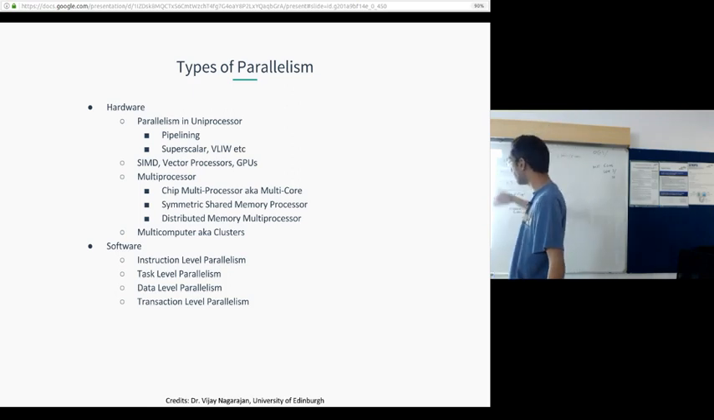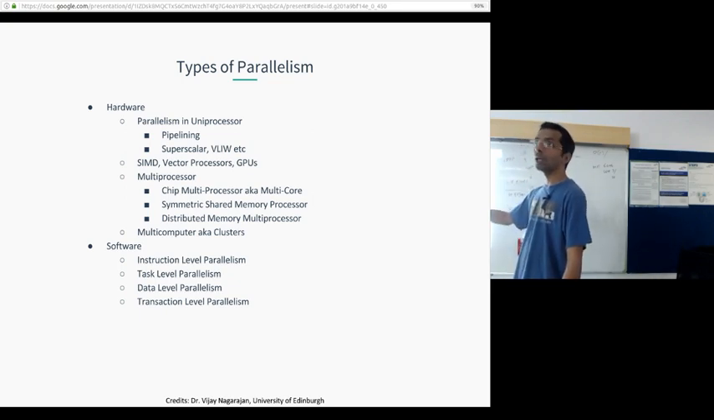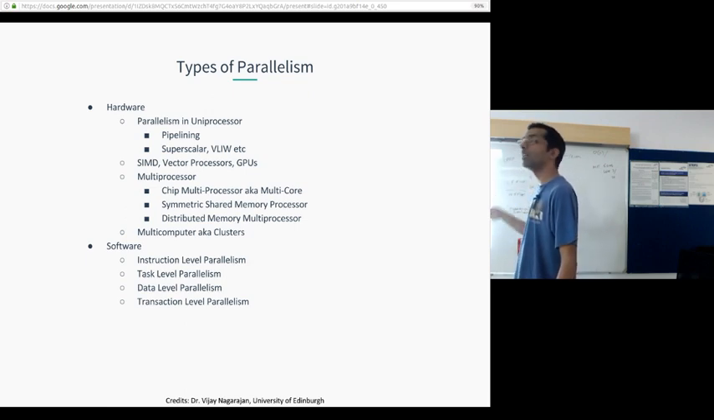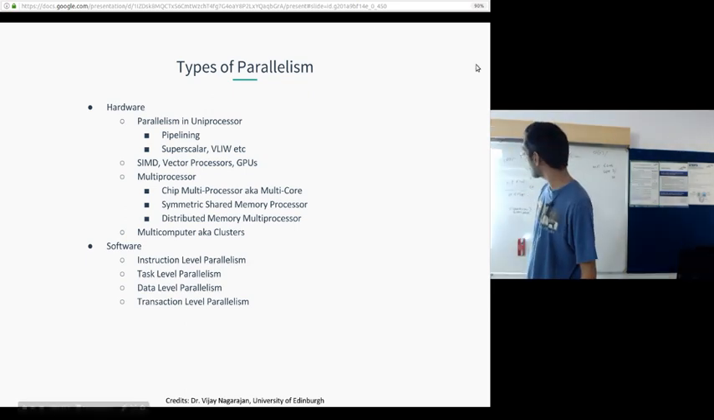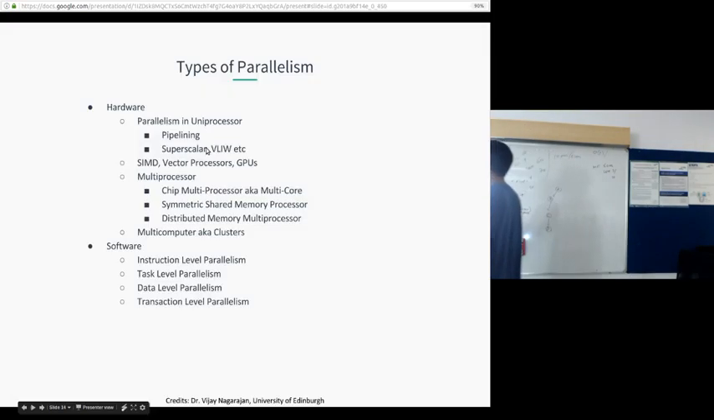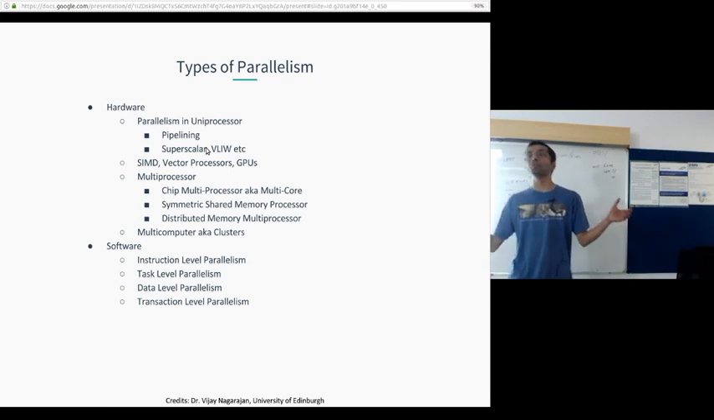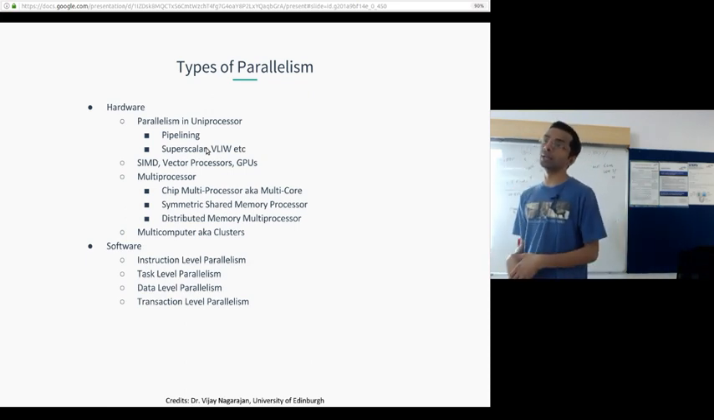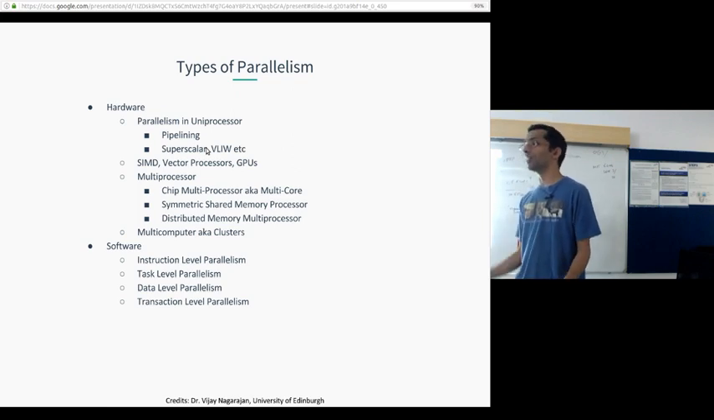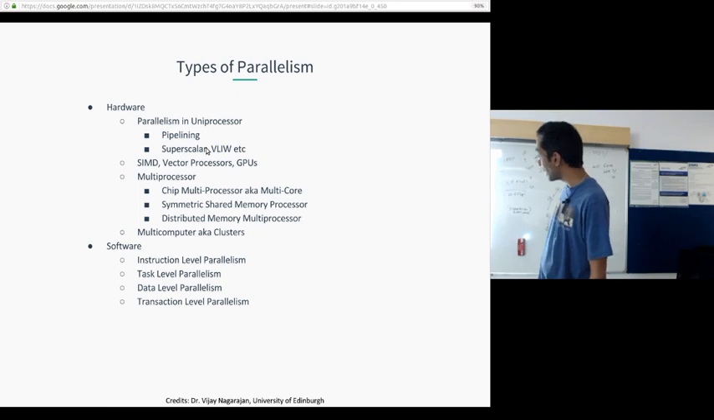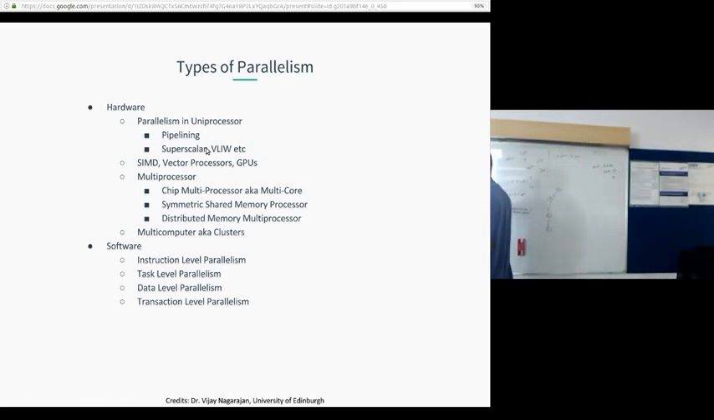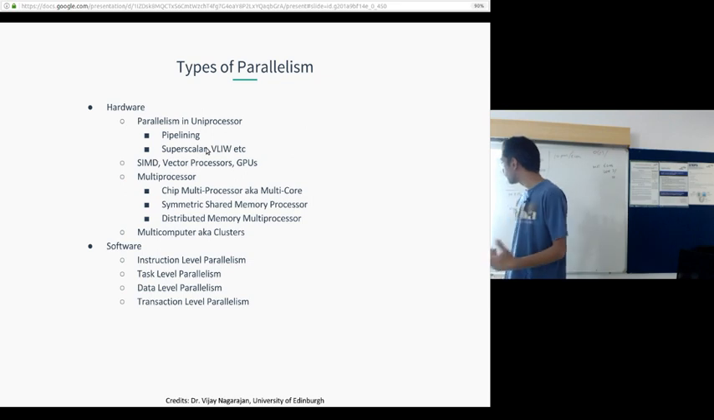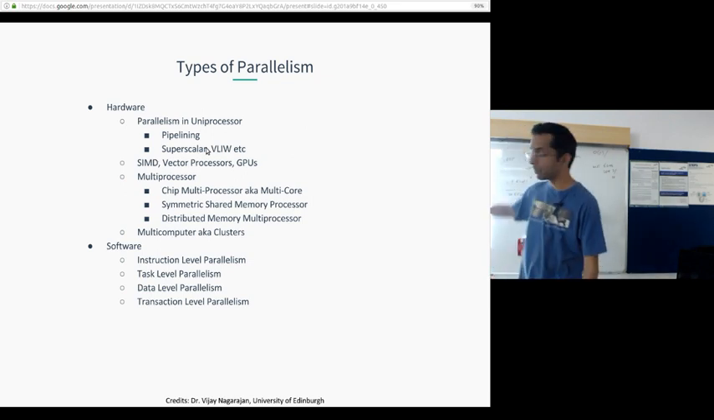Right? And the other way of doing that would be with multiple processors, wherein you could have multi-core, or you could have symmetric shared memory processors, or you could even have distributed memory multiprocessors. Okay. And finally, you can have multi-computers. That is, multiple computers all talking over Ethernet in order to do things effectively. And on the software side, you have instruction level parallelism, task level parallelism, data level parallelism, and transaction level parallelism. So the big picture here is instruction level parallelism, I think I'll come to details next after this.